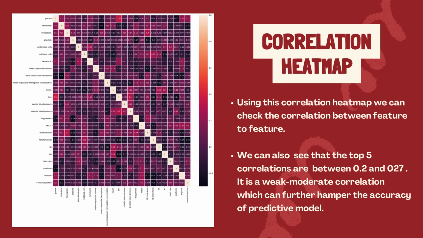In this correlation heat map, we are able to quickly see how different features relate to each other. The colors indicate the strength of the relationship between each pair of features. What's interesting is that the top 5 correlations fall between 0.2 and 0.27. This suggests a weak to moderate correlation between these features. While it's not a very strong correlation, it's still worth noting because it could potentially affect the accuracy of our predictive models. Understanding these correlations helps us fine-tune our analysis and make more accurate predictions in the future.